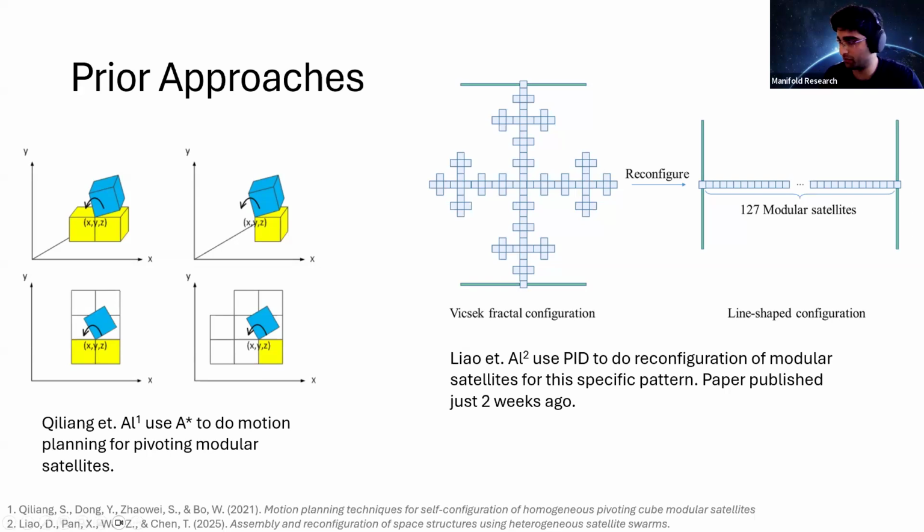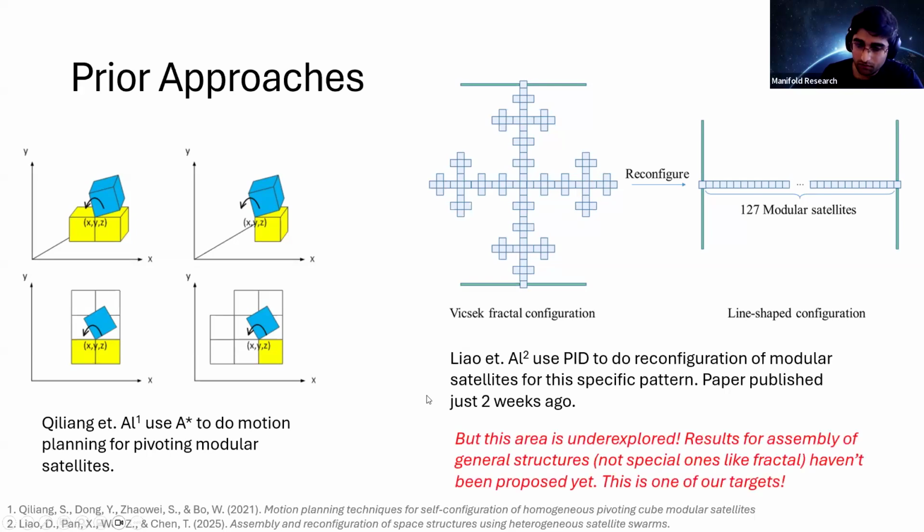So, for example, this paper just came out a few weeks ago, and they're considering this very special fractal shape or a linear shape, and reconfiguring between those two by having the blocks fly around. However, we want more than that. We want a method to make general shapes, any shape we want, right? Any configuration that we want.